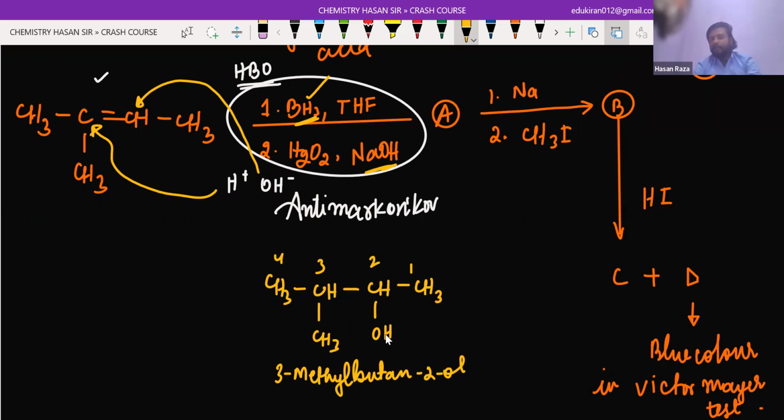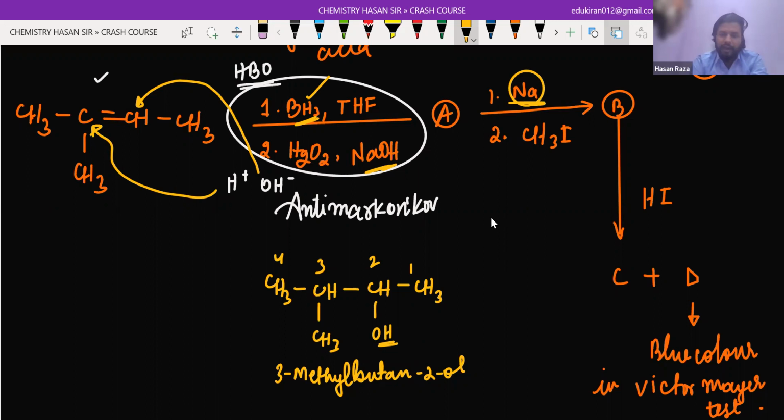So instead of writing this compound, which will take time, write the name in the chat box. I would like you to write the name of the compound. Also, after this you are going to react this with Na. First, you are going to react this with Na. So you know that this sodium will be going directly at the place of hydrogen.